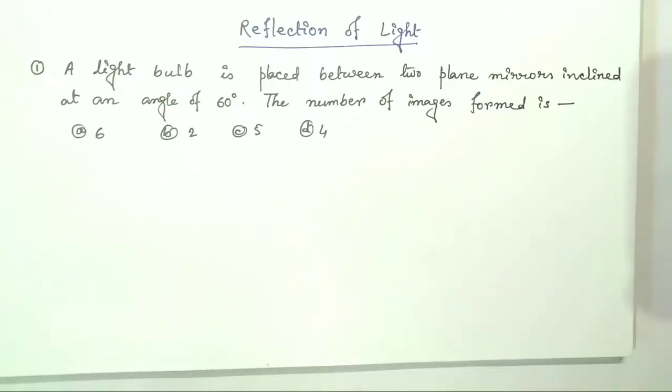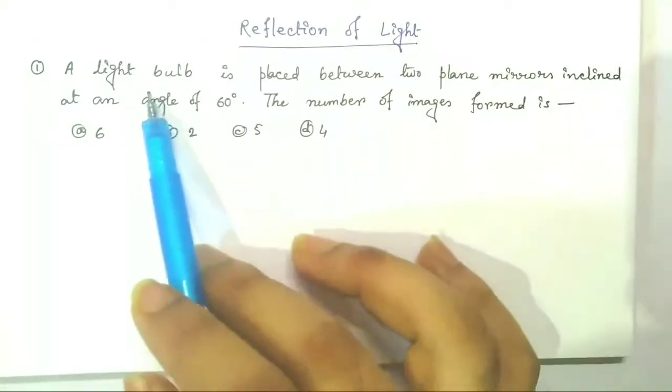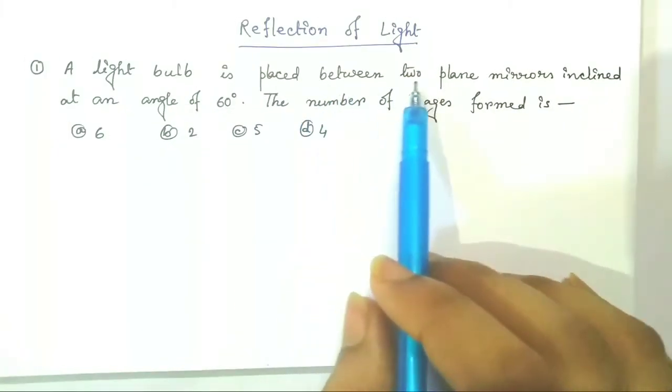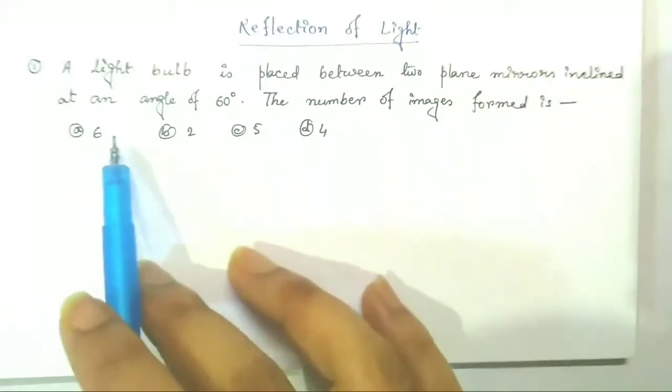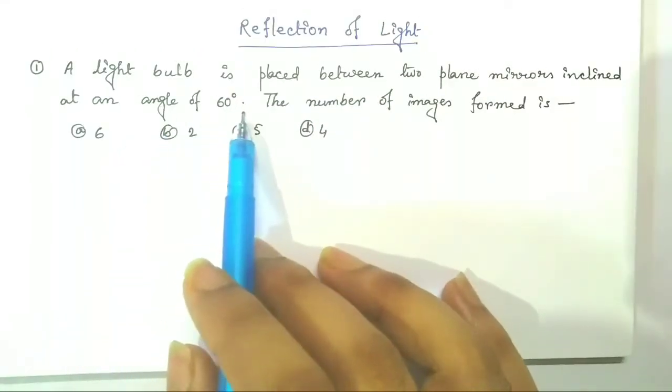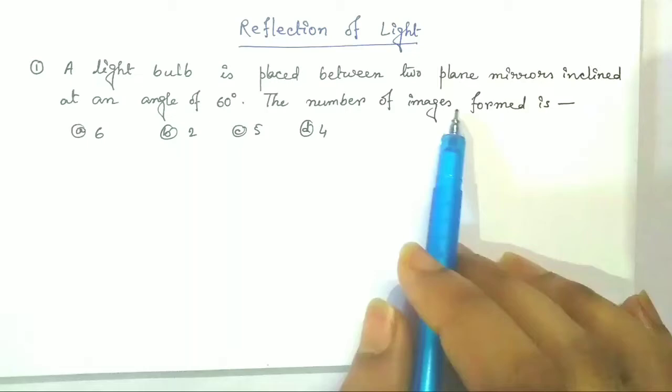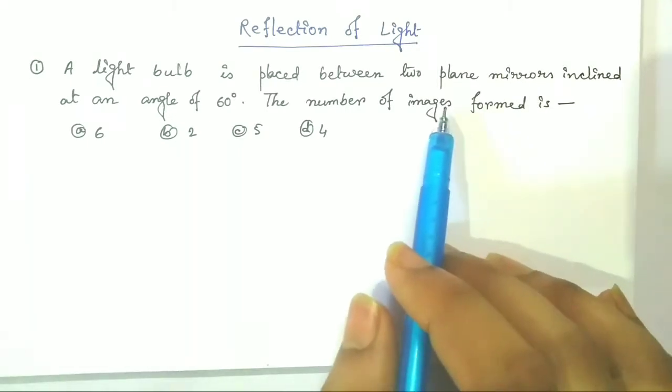Our first mathematical problem on this chapter, reflection of light. First question. A light bulb is placed between two plane mirrors inclined at an angle of 60 degree. The number of images formed is.